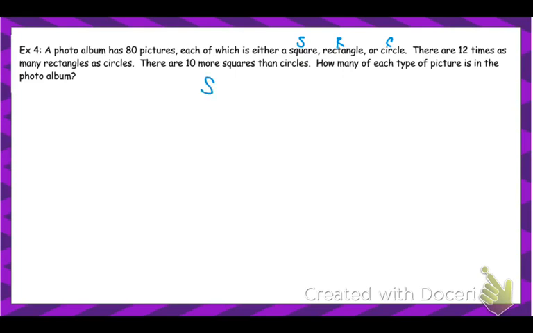Well, we know the total is going to add up to 80. Then we know there's 12 times as many rectangles as there are circles. So what I would do is take my circles, and if I multiply the circles by 12, that's going to give me the number of rectangles. When it comes to checking this, I think what's easiest is to pick a really simple value. Like if I say there's 1 circle, then I would get 12 rectangles. And I need to see if that makes sense. I said there's 12 times as many rectangles as circles, so yes, that does fit. That makes that statement true.